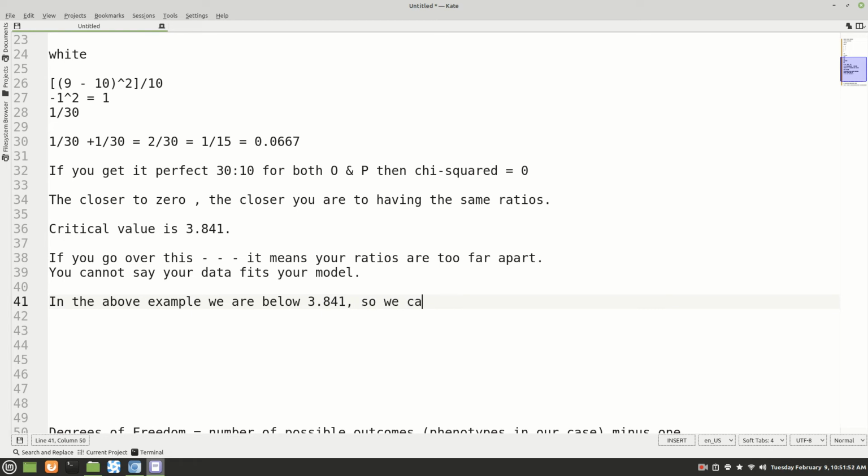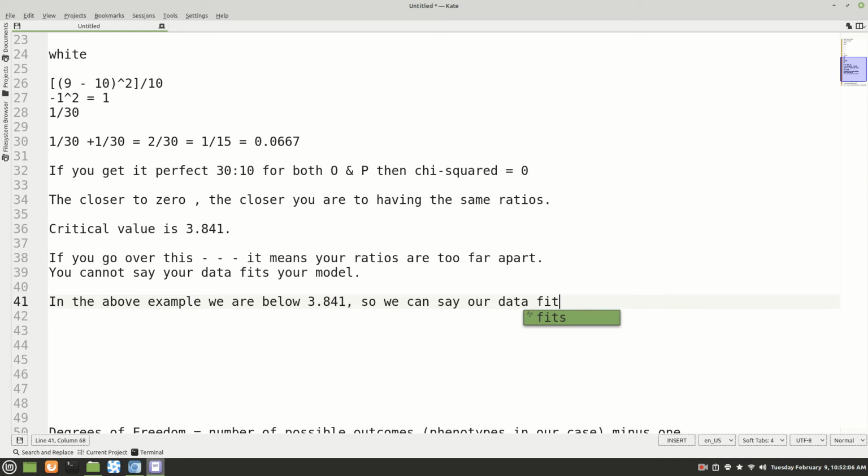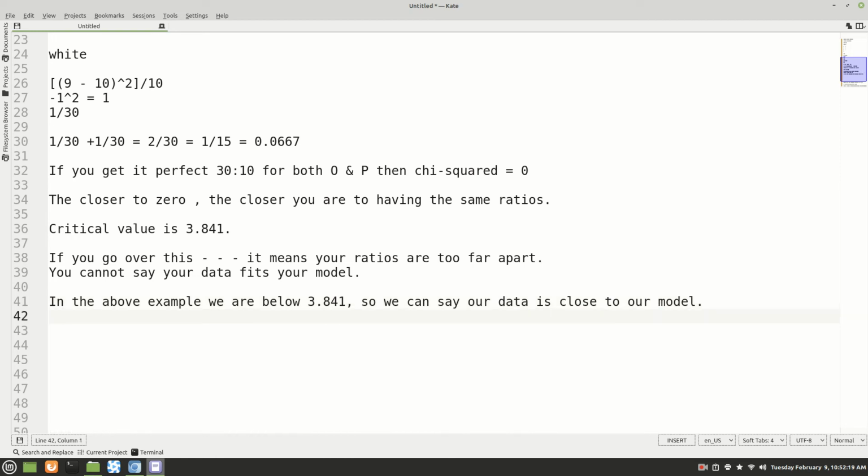So we can say our model of the world, our model, or we can say our data, that's better. Our data fit is, what's a good way? So we can say our data is close to our model, and we can accept our hypothesis, or however you want to say it.